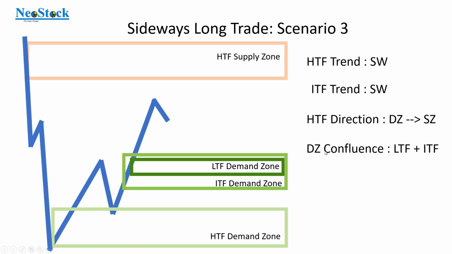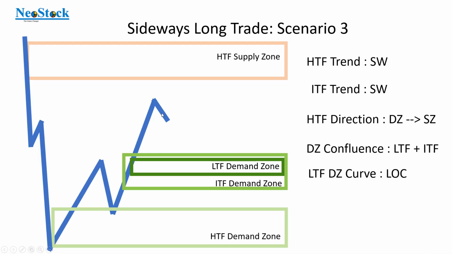Okay, so this is a mandatory rule. Both are having confluence with each other. So now the LTF demand zone curve must be low on the curve. Even equilibrium, in this scenario, we are not planning our trades. Only low on the curve. In that scenario only, sideways long trade setup should be planned. This is the safest approach.